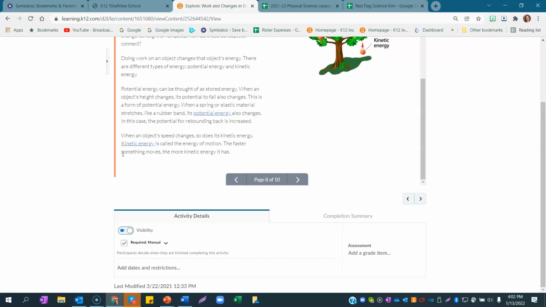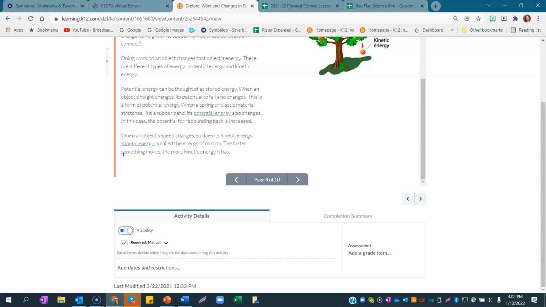If it's on the ground, we know that it can't really fall very far, so its potential energy is not high at all. But if it's really high, like on top of a building, we know that it could have a lot of potential energy. So that's the difference there. And kinetic energy is when it's moving. So the object has to be moving to have kinetic energy. And the faster it moves, the more kinetic energy it has.